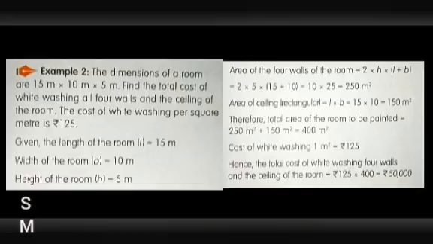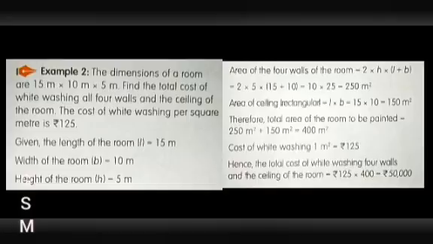Area of the 4 walls of the room equals 2 into H into (L plus B), which is equal to 2 into 5 into (15 plus 10), equal to 10 into 25, which is equal to 215 meters squared. Area of the ceiling, rectangular, equals L into B equal to 15 into 10, which is equal to 150 meter squared. Therefore, total area of the room to be painted equals 215 meter squared and 150 meter squared, which is equal to 400 meter squared.